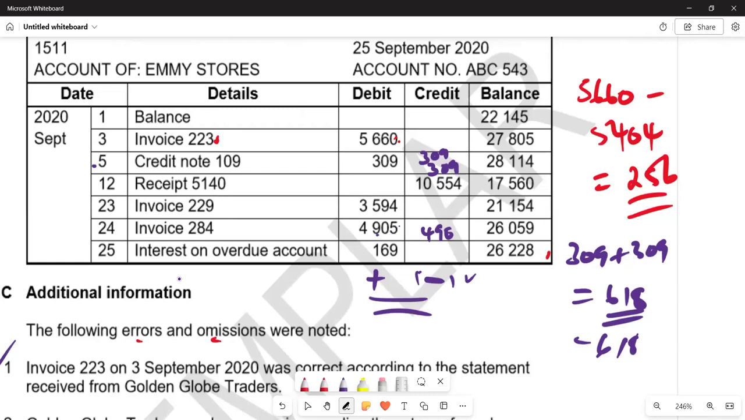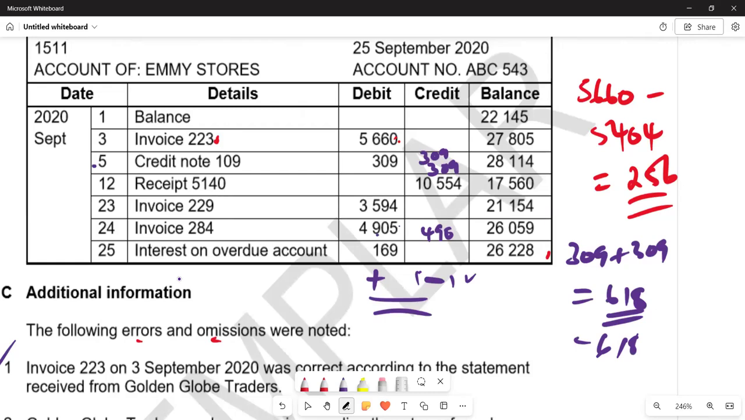When we go to information number 6, it reads invoice 302 did not appear on the statement received from Golden Globe Traders, as this transaction took place after their statement date. So we've got invoice 302, which is appearing on the ledger, but it's not there on the statement. So you need to put it on the statement. So we go to the ledger to find out the amount of that invoice 302. You see that we've got an invoice of 2,263 rands, which we need to put on the statement.